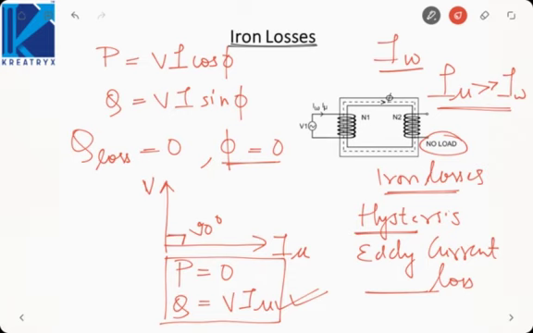But the thing is, IW will lie in the same phase as the voltage. I mu will lie at 90 degrees to the applied voltage. Usually the no load current is how much? 5 to 8% of full load current. Okay. So no load current is always around 5 to 8% of the full load current. So it is very small in value for the transformer.